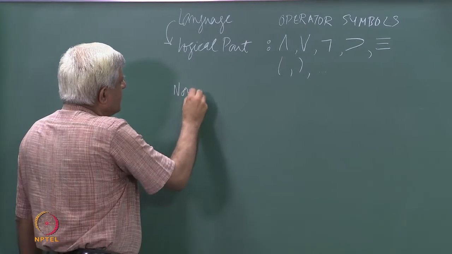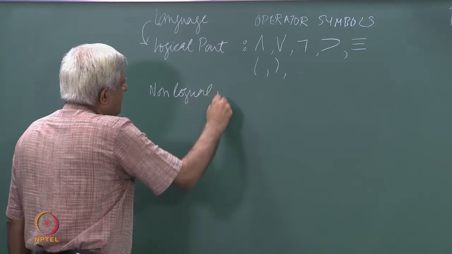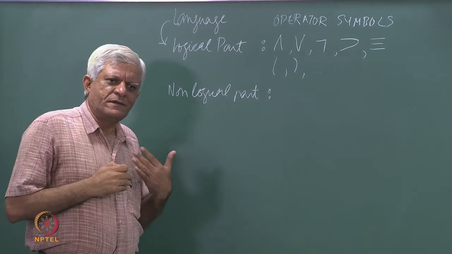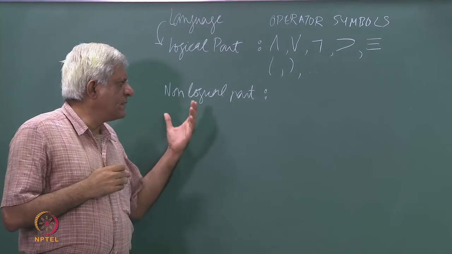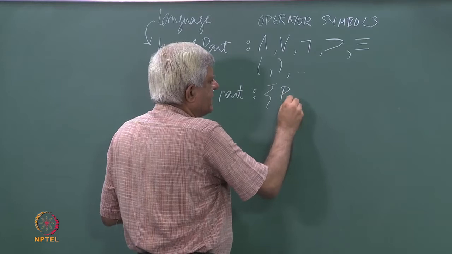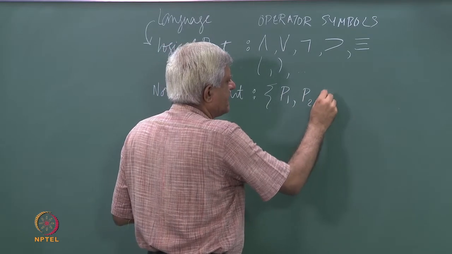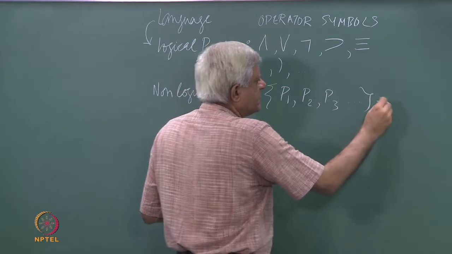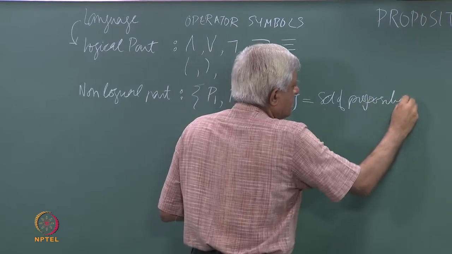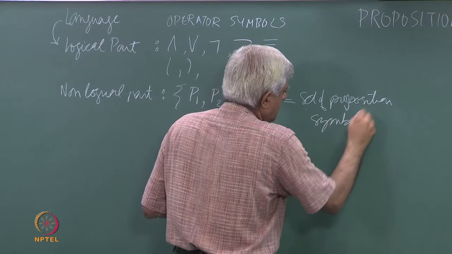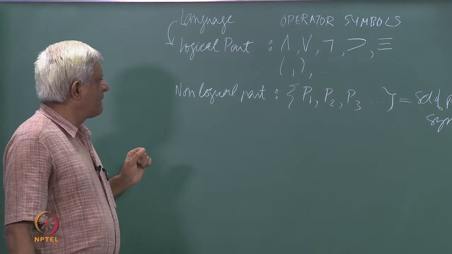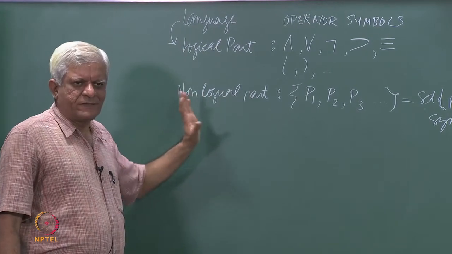Then there is the non-logical part. By this we mean the part that varies from problem to problem. So, we have symbols, which is the set of proposition symbols. So, this is the alphabet with which we construct the language.